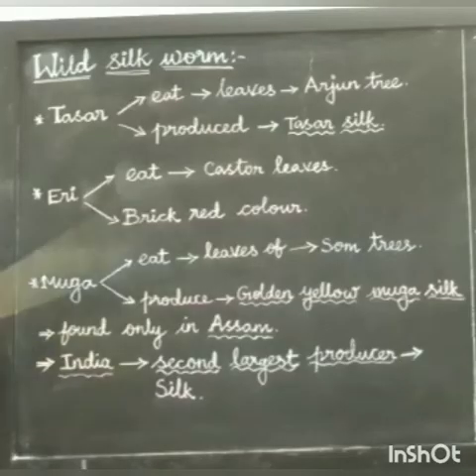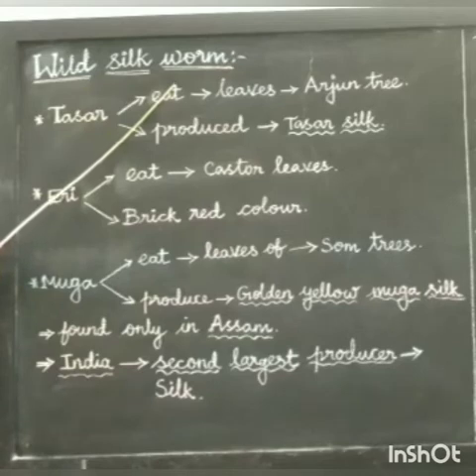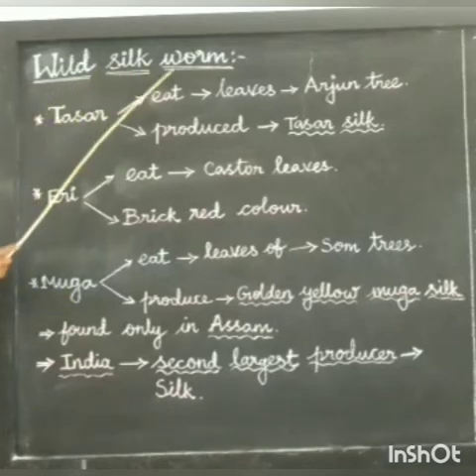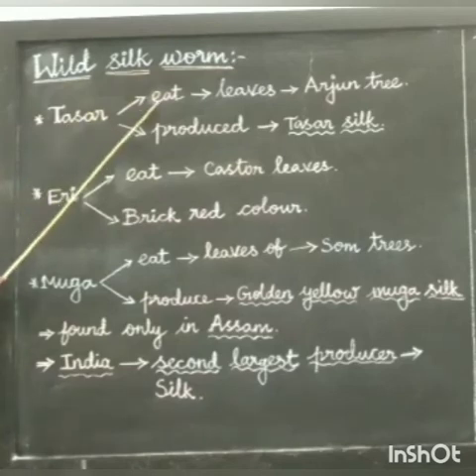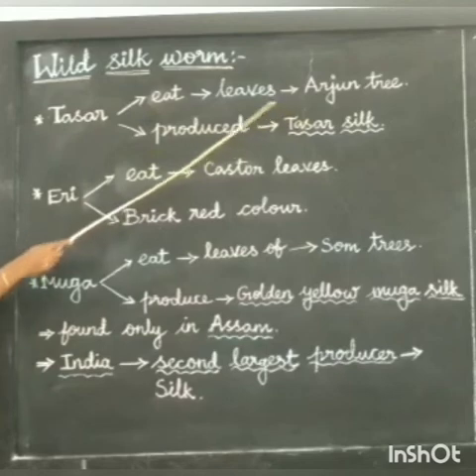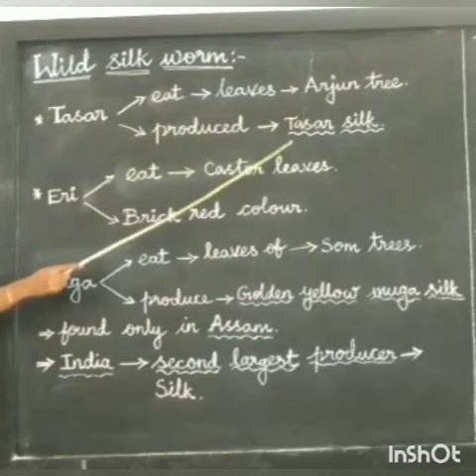Next we see wild silkworms. In the wild silkworms, we have tassar, eri and muga. All these we consider as wild silkworms. First one we see, tassar. The tassar silkworm mainly feeds on the leaves of arjun trees and produces tassar silk.